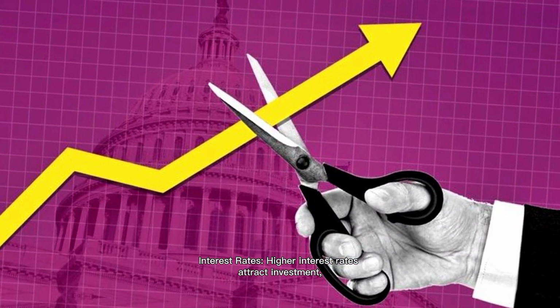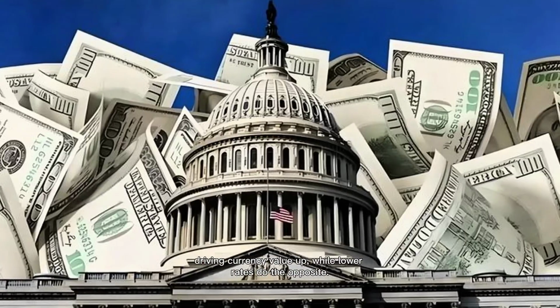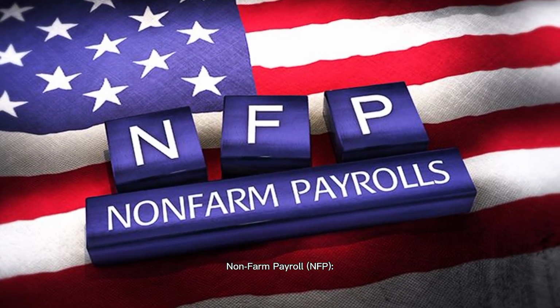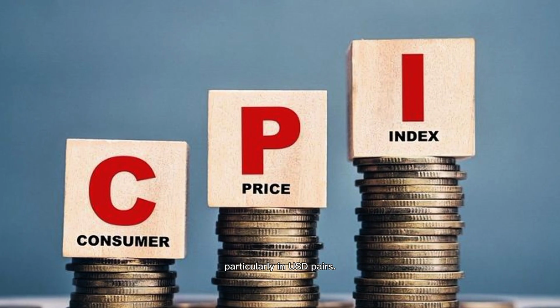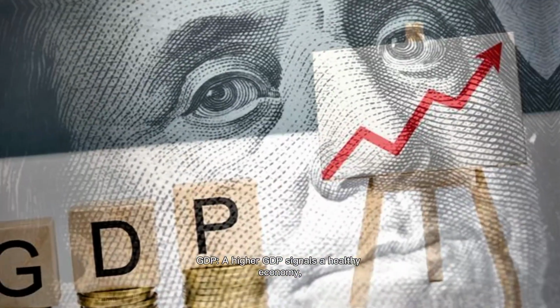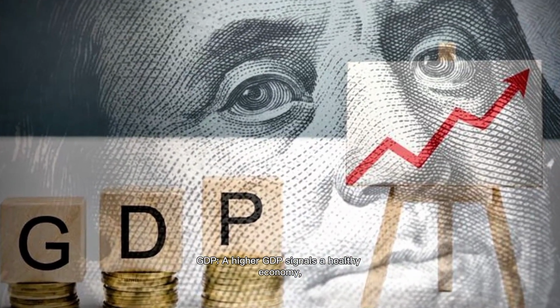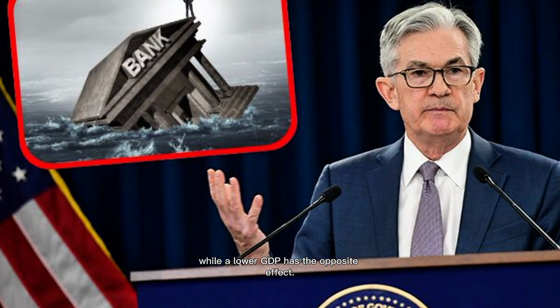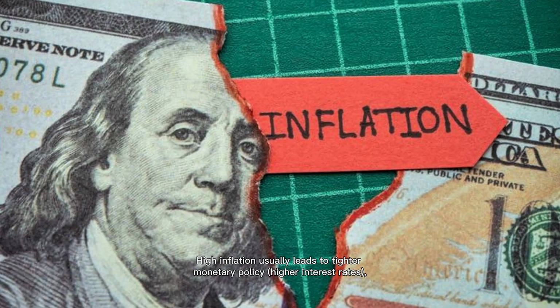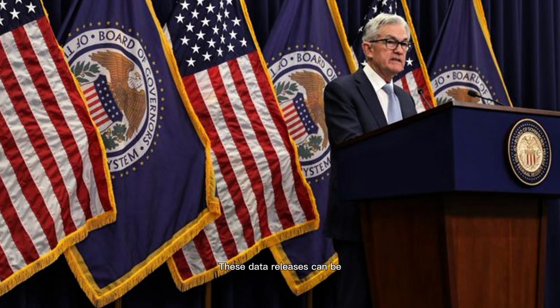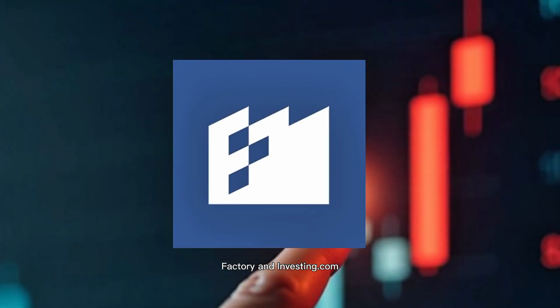Interest rates. Higher interest rates attract investment, driving currency value up, while lower rates do the opposite. Non-farm payroll, NFP. This U.S. employment report causes significant market volatility, particularly in USD pairs. GDP. A higher GDP signals a healthy economy, driving currency value higher, while a lower GDP has the opposite effect. Inflation. High inflation usually leads to tighter monetary policy, higher interest rates, strengthening the currency. These data releases can be found on economic calendars such as Forex Factory and Investing.com.